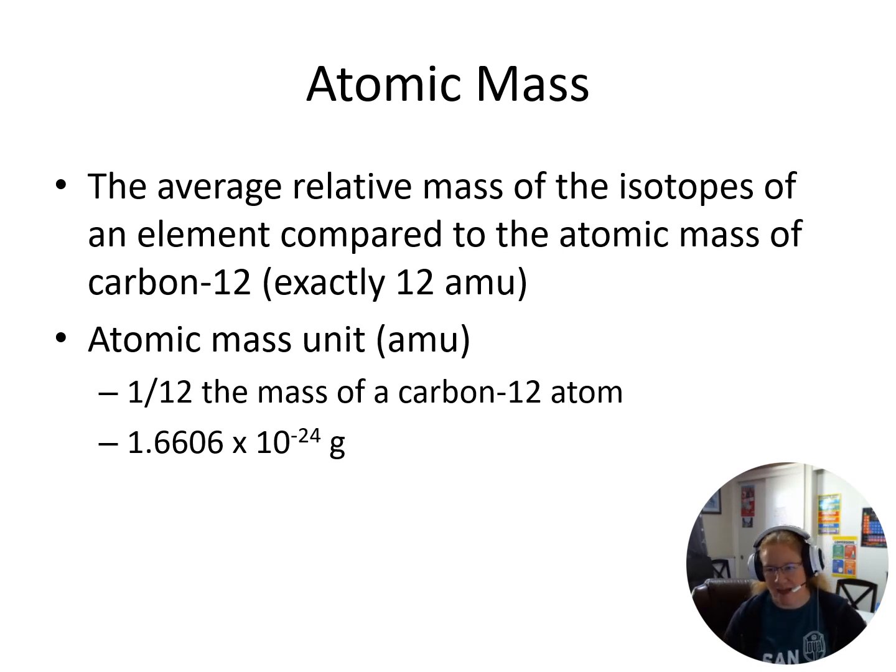What is AMU? It's atomic mass unit, which sometimes we also abbreviate as just a U. We like abbreviations. Less writing. So an atomic mass unit is 1/12 the mass of that carbon-12 atom. And that's where that 1.6606 times 10 to the negative 24th grams comes from.